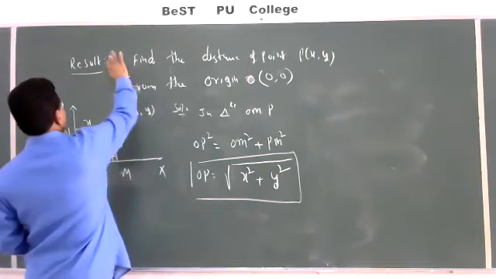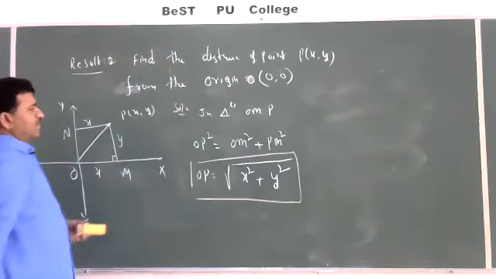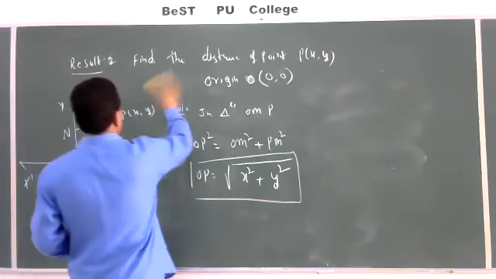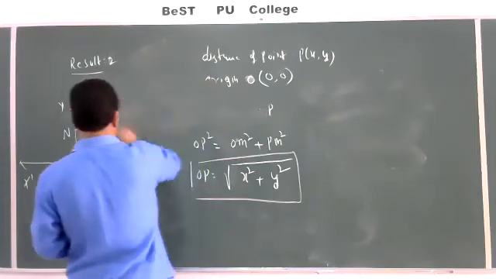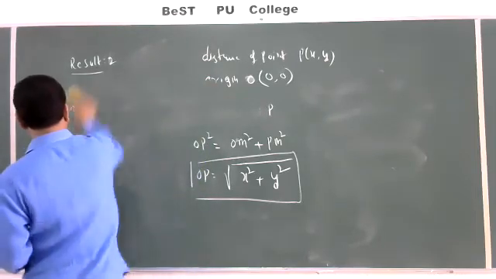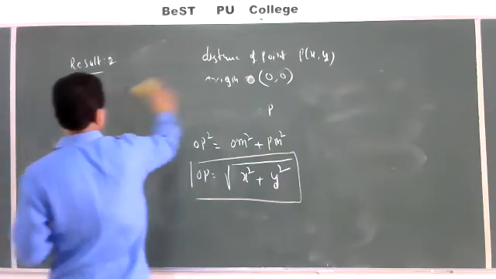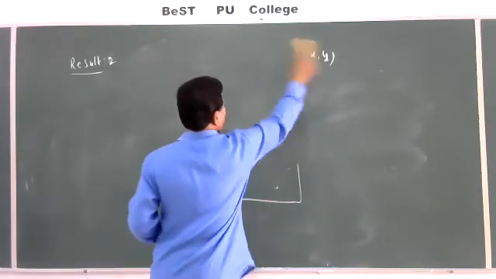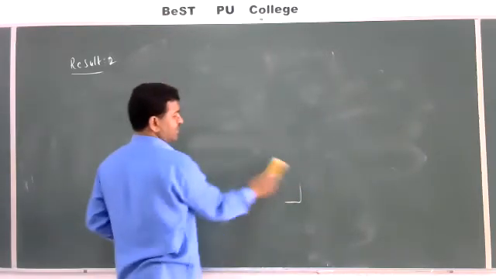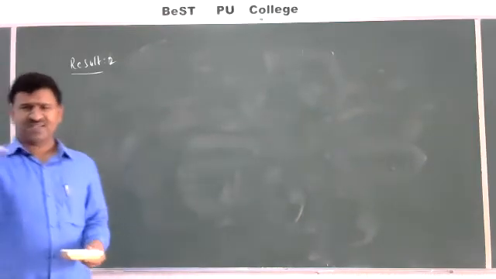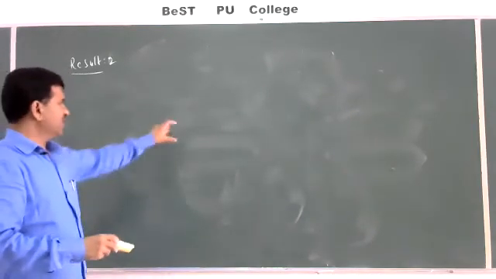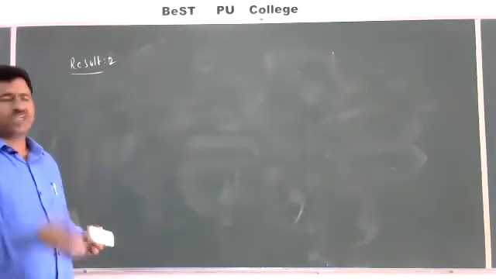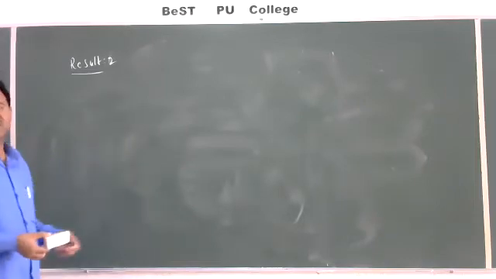See, based on the same concept, one more result. Here, distance between 2 points. How will you find the distance between 2 points in plane geometry? What is the activity you have done in lower classes? You have a scale, 15 centimeter scale or 30 centimeter scale. You can find the length of that line segment. Here, for the distance between 2 points in coordinate geometry, we have a formula. We'll derive that formula.